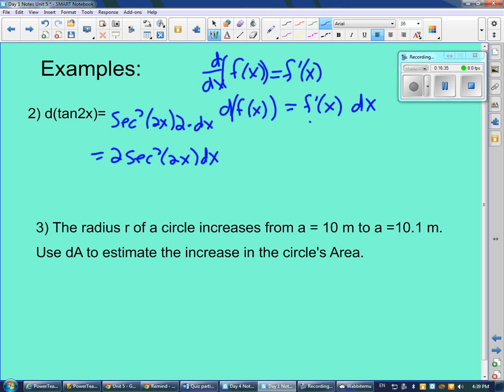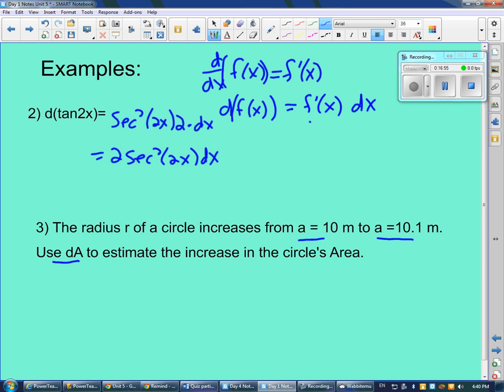The main thing differentials are used for is to make estimates. So our example 3 shows us that. The radius r of a circle increases from 10 to 10.1 meters. Use dA, which is the change in A, to estimate the increase in the circle's area.